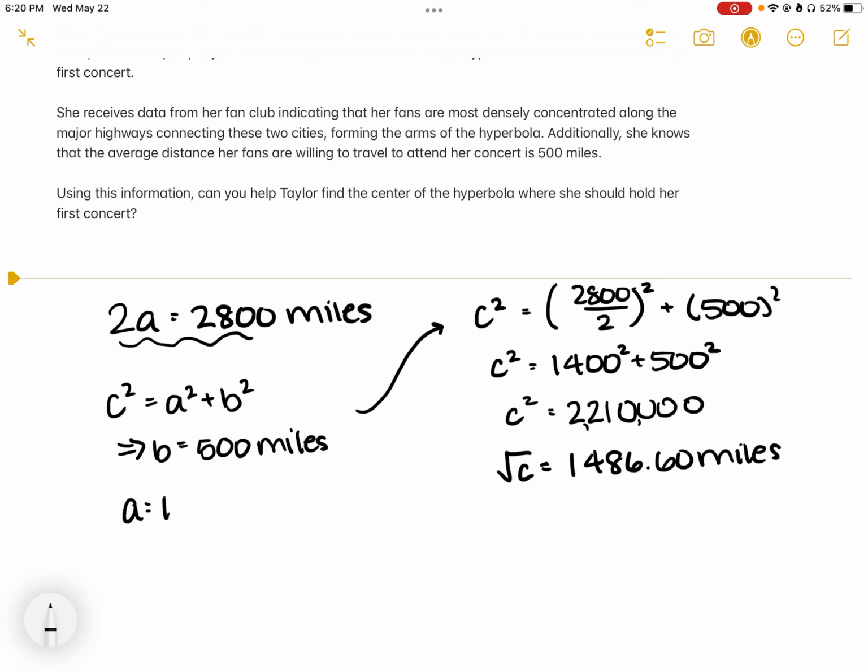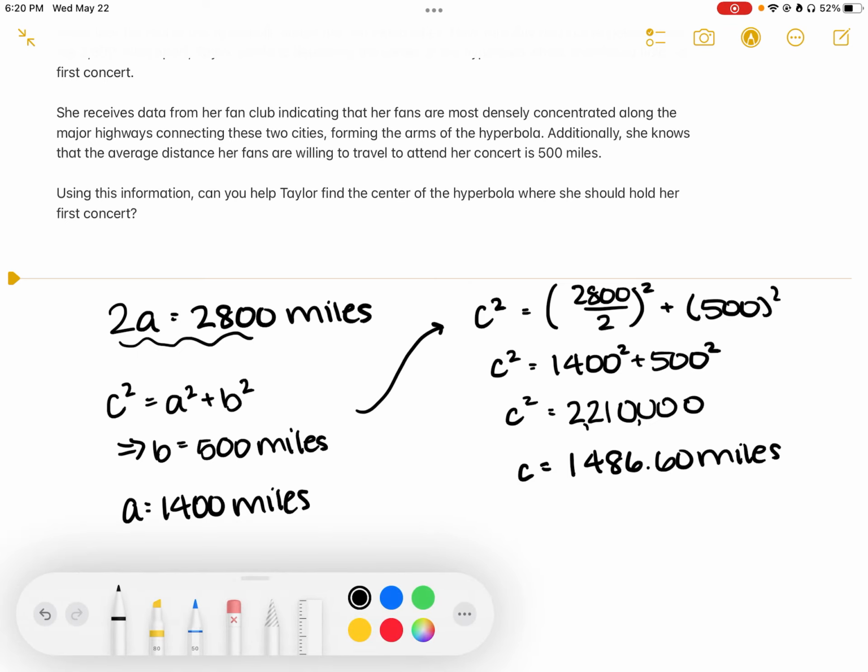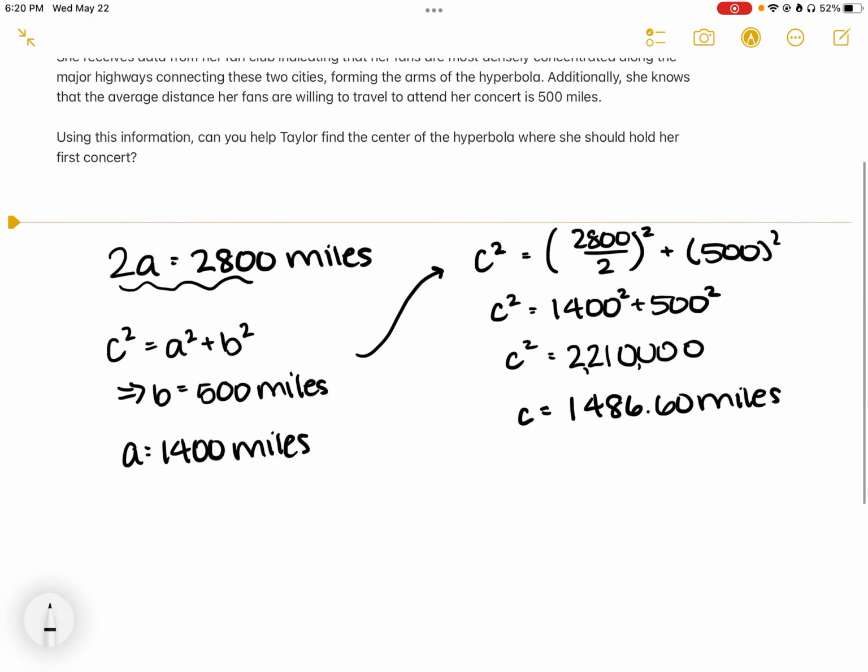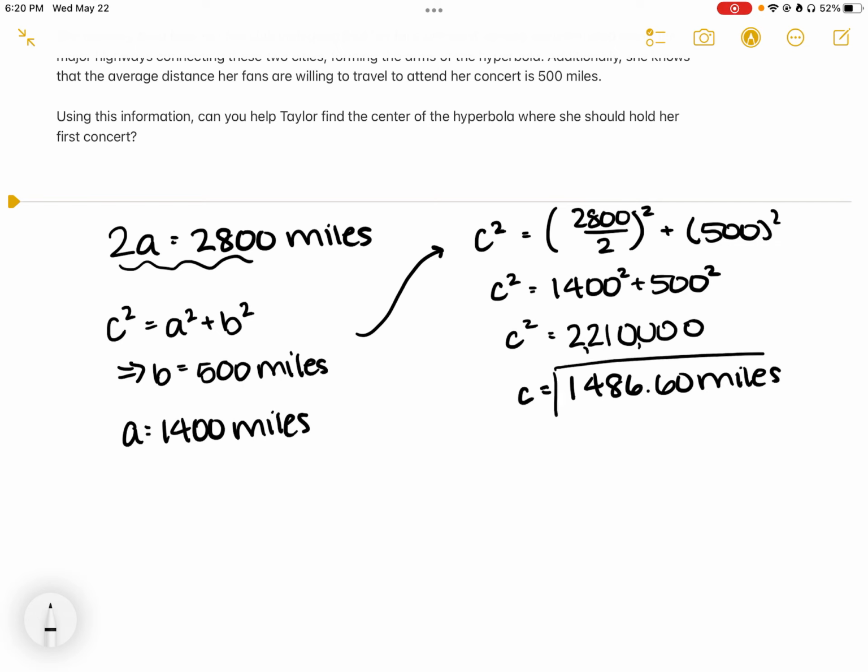A is 1,400 miles. And the distance from the center to a point on either arm of the hyperbola is approximately, hold on, I have an extra little square root sign there. Sorry about that. So yeah, we know that the distance from the center to a point on either arm of the hyperbola is c, which is 1,486.6 miles.